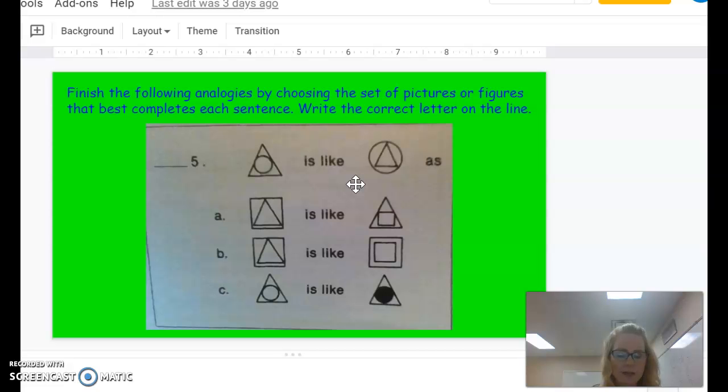The circle went from the inside to the outside. The triangle went from the outside to the inside. So the relationship could almost be considered that they are reversed. What was on the inside is now on the outside. Keep that relationship in mind. Which of our options best completes the analogy? I'm looking for two figures where one shows a shape going from the inside to the outside. Which option shows this?